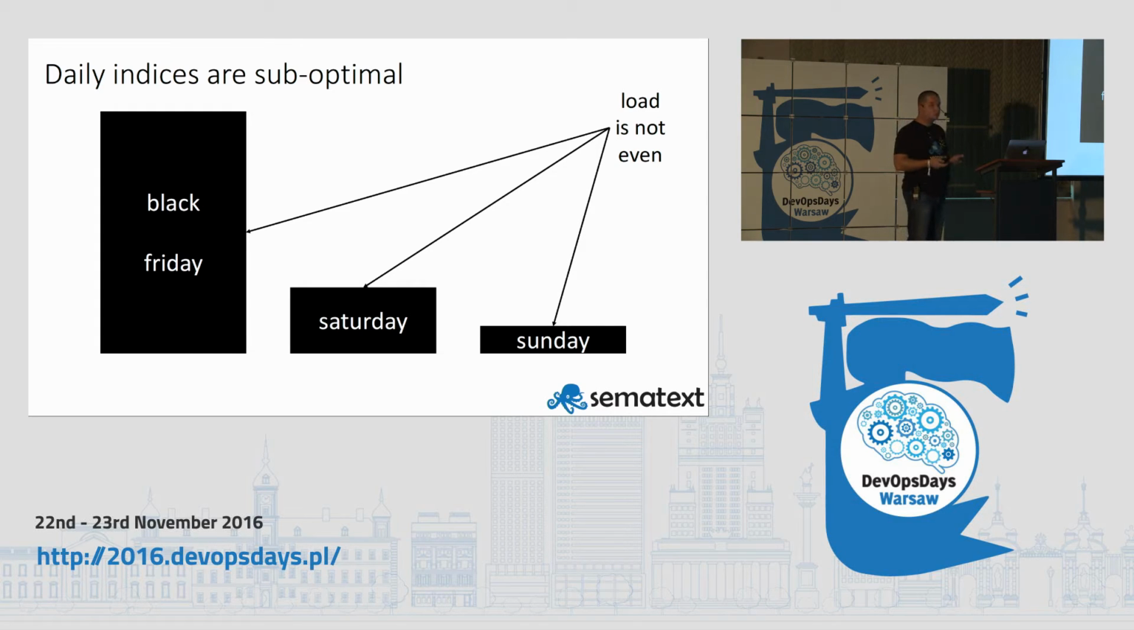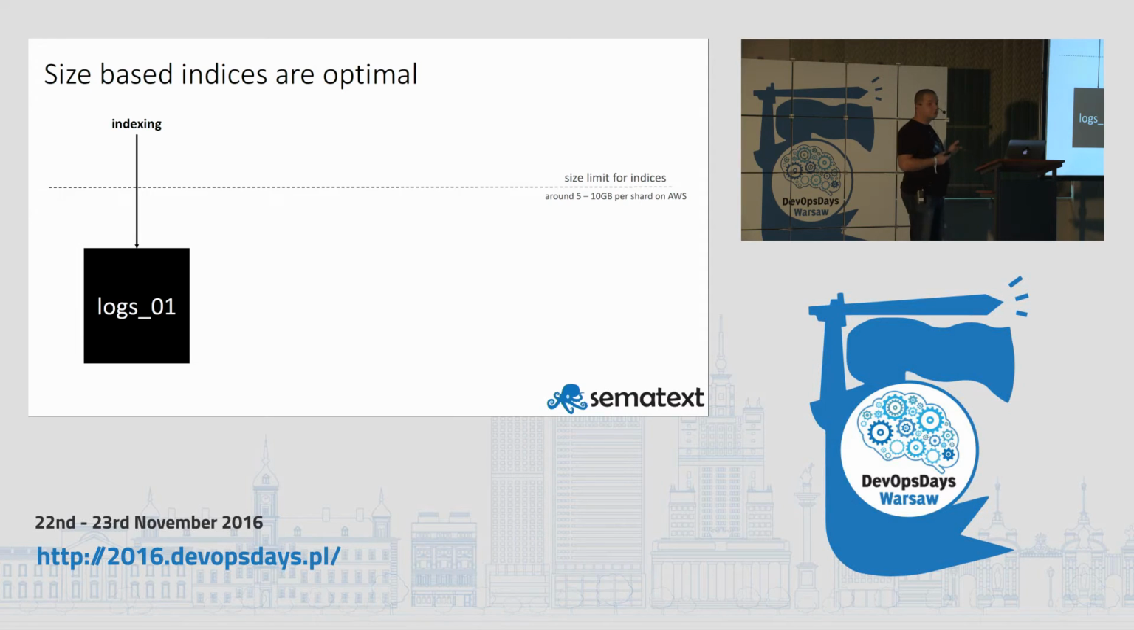So what we can do is switch to so-called size-based indices, which are optimal for time-based data. In size-based indices, the idea is to have a hard limit on the amount of data you can put in a single index. For example, in tests that we did for various conferences, and when dealing with our own environment in Amazon virtual machines, we see that the amount of data that is good for indexing is from 5 to 10 gigabytes per shard in an index, depending on the machines that we use.